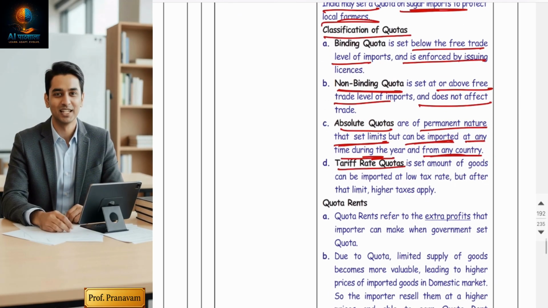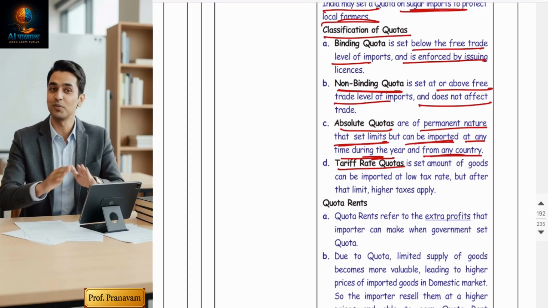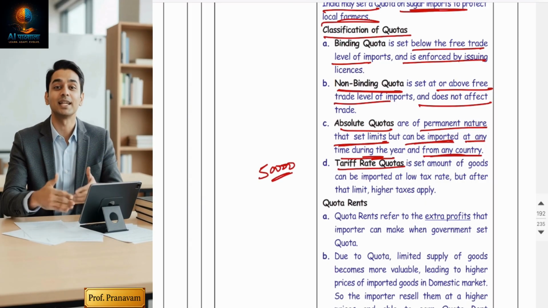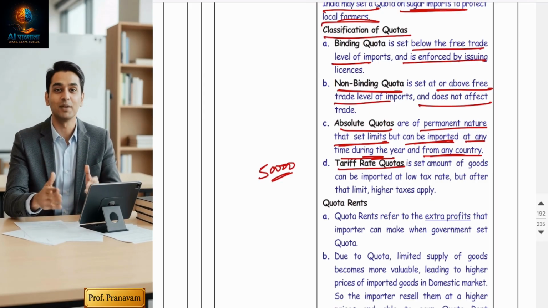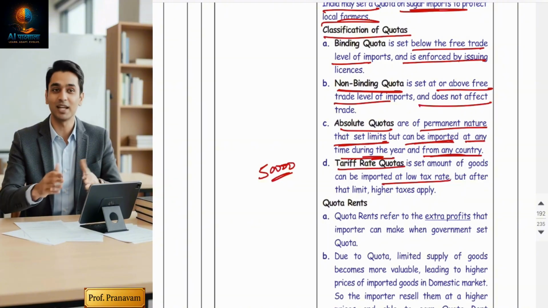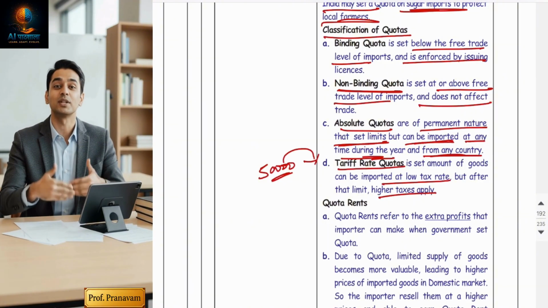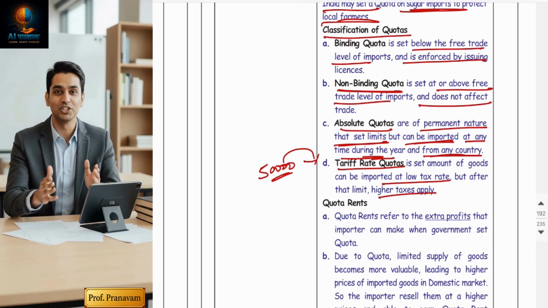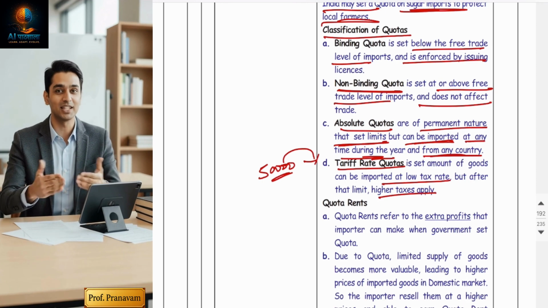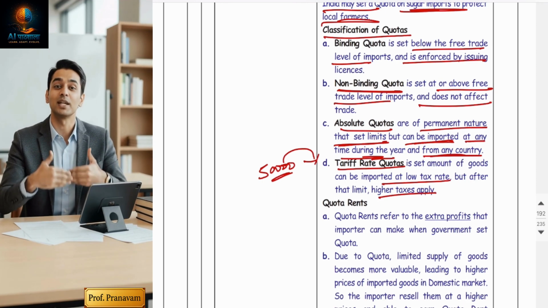Okay, tariff rate quota. Guys, tariff rate quota is again simple. For example, 50,000 quantity has been set to be imported from Japan. Up to 50,000 quantity, low tariff or no tariff will be charged. But once beyond this limit, if the goods are imported, high tariff will be charged. So this is called tariff rate quota. So there are four types of import quotas through which import can be restricted.